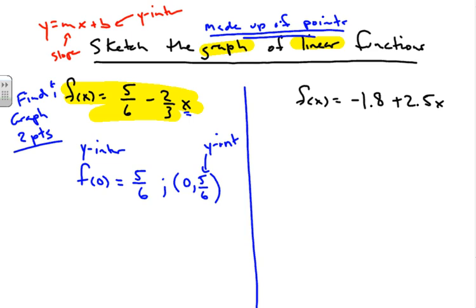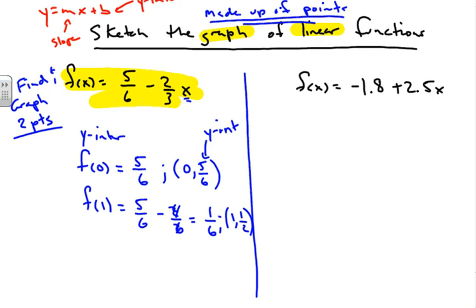Here we go. So to find the other point, we need to plug in another value. So let's plug in an easy one like 1. I plug in 1, and we have 5/6 minus 2/3. And we can get a common denominator, so we have 4/6, and what we have right here then would be 1/6. All right, so we have another point being (1, 1/6). From here, we can graph this line.